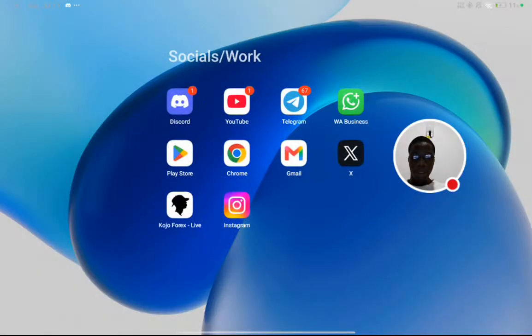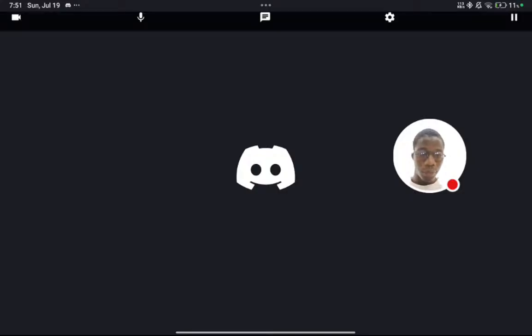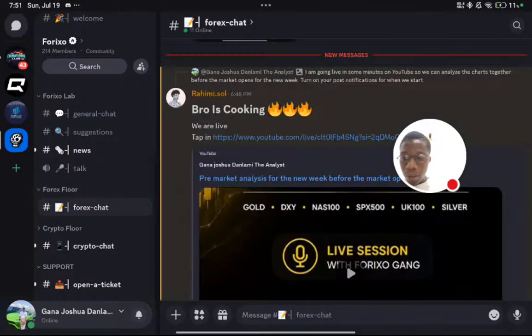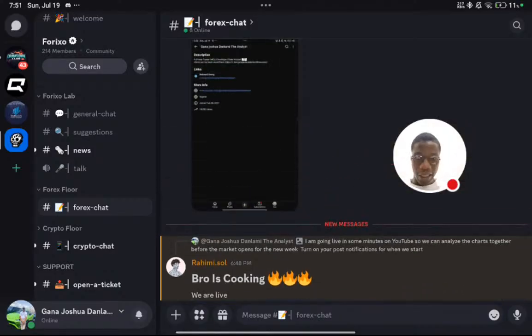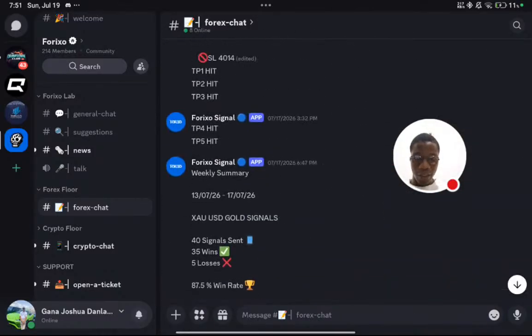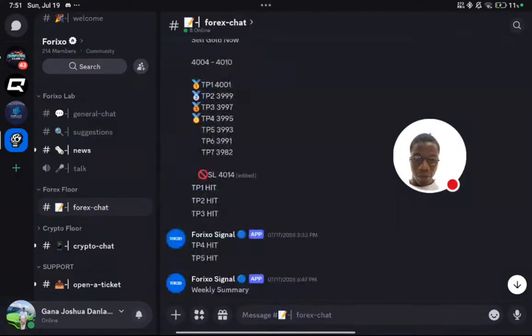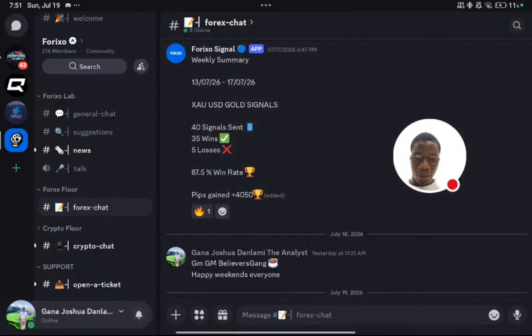Let me show you guys the Discord community as well, so that you see evidence. You got people from all over the world, man. So you see, this is the community. We got the forex chat. This is the house of forex traders. Look at the trade report from the Forixo signal bot last week. Look at the summary. 40 signals were sent, 35 wins, 5 losses, 87% win rate.